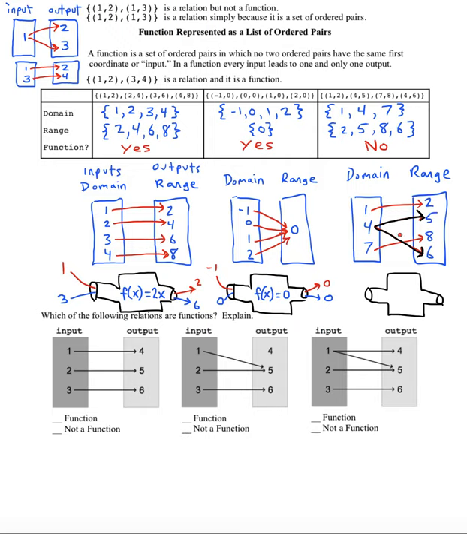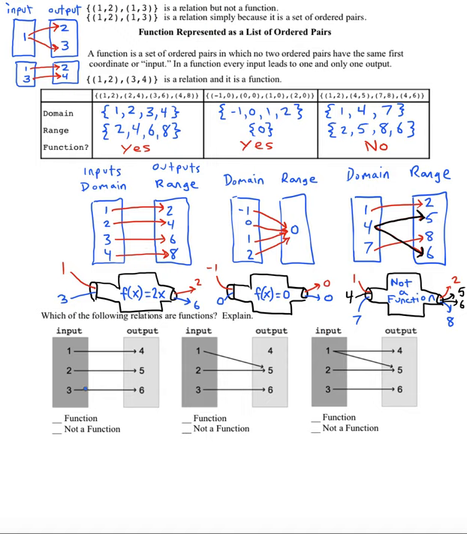But why is this one a problem? It's not a good machine. If you throw in a 1, 2 comes out. No problem there. If you throw in a 7, 8 comes out. No problem there. But if you put in a 4, what comes out? You don't know. You might get a 5, or you might get a 6, and that's the problem. It doesn't have a rule that it follows, so it's not a function.